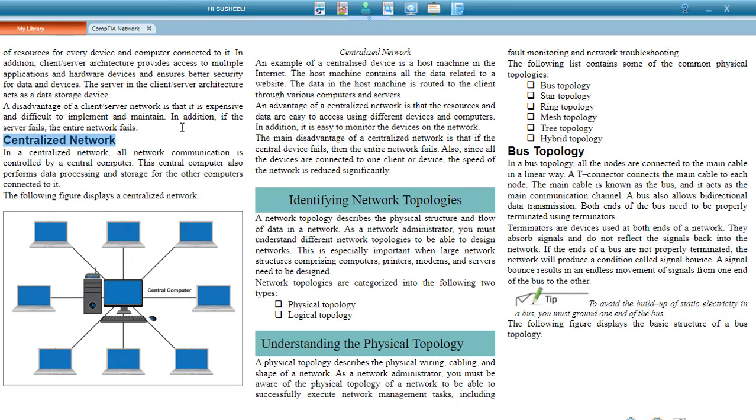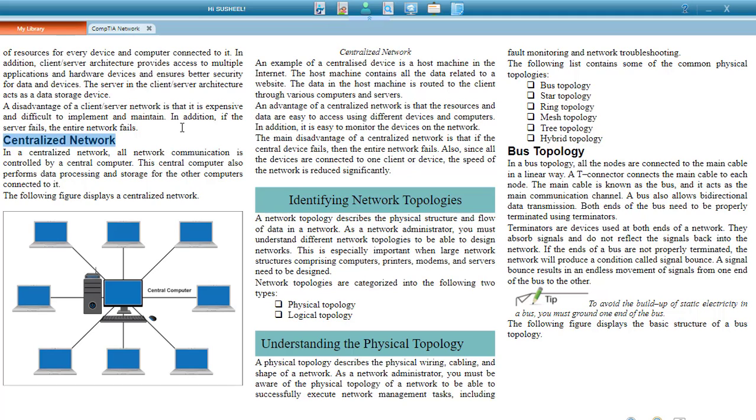Centralized network. In a centralized network, all network communication is controlled by a central computer. This central computer also performs data processing and storage for the other computers connected to it. The following figure displays a centralized network. An example of a centralized device is a host machine in the Internet. The host machine contains all the data related to a website. The data in the host machine is routed to the client through various computers and servers.